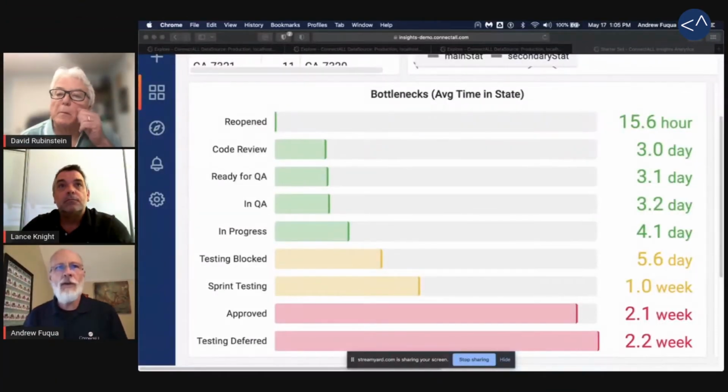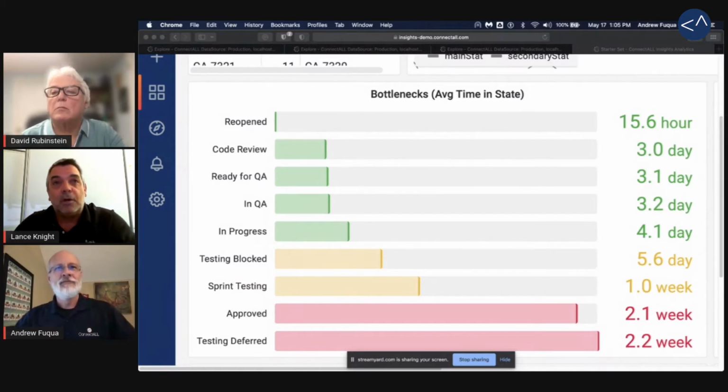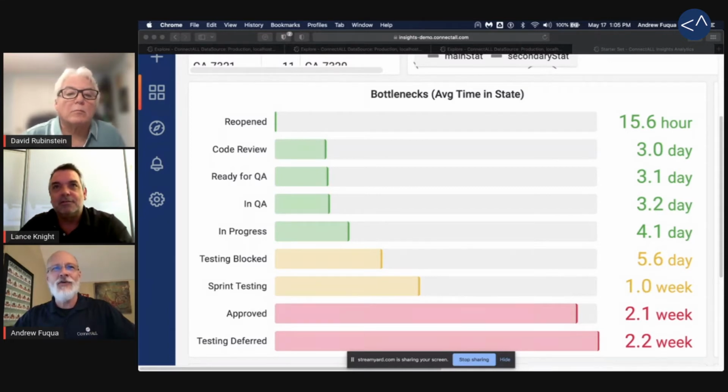Yeah. And so, Lance, if I showed a typical person this, what might the typical person think the problem is? Where is their eye going to be drawn to? You're putting me right on the spot here. I love it. So, of course, it's going to be testing and the deferred. It's going to be the big red bars. I mean, what these graphs are designed to do is to draw your eye to the big red bar, right?